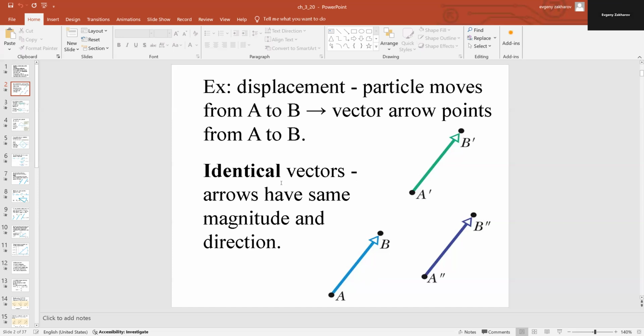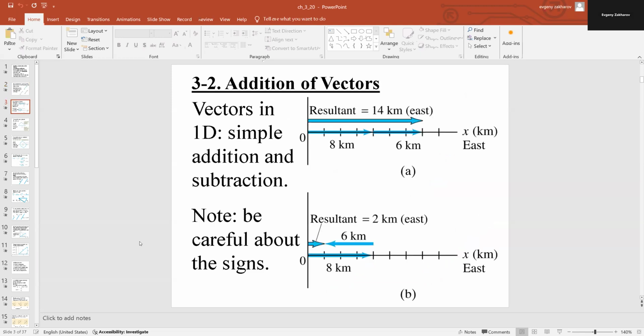And 2 vectors are equal to each other, or you say identical, if and only if they have the same direction and the same magnitude. If magnitude is not the same, they're not equal. Let's say magnitude is the same, but direction is not the same. Well, they're not identical as well. If one goes A to B and the other one goes B to A, they're not equal. They would be opposites of each other.